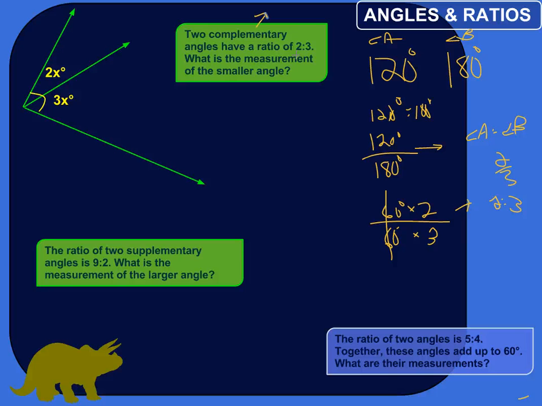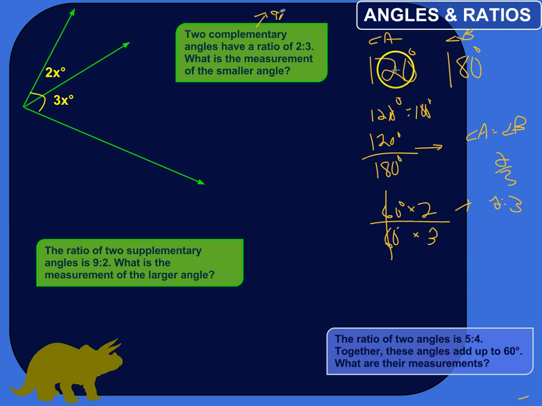Alright, so we know two things. We know that these two angles add up to 90 degrees. And we know that the ratio of the angles is 2 to 3. So I can represent it like this. Here's a kind of visual representation. If this angle is 2 times some number of degrees, then this angle is 3 times that same number of degrees. It's just like this situation over here.